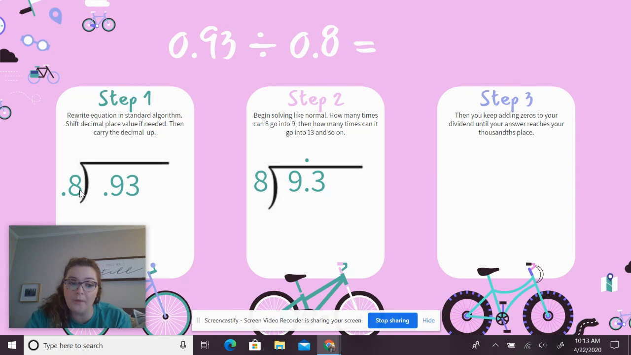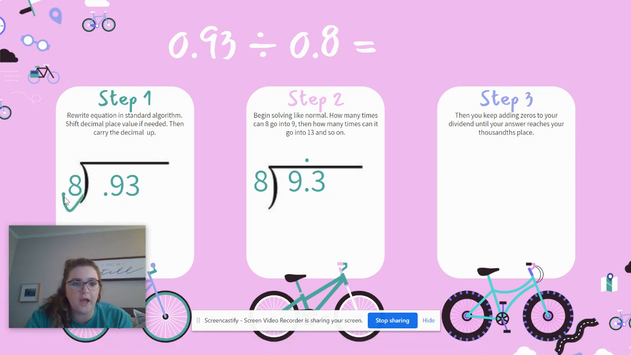All right, I don't know my facts of 8 tenths. We talked about that before. So for this one, I actually do need to shift the decimal over. And so you're going to see me do that. I've shifted my decimal over. What I'm really doing there is multiplying 8 tenths by 10. I cannot multiply 8 tenths by 10 and do absolutely nothing with the 93 hundredths. Whatever I do to the outside, I have to do to the inside.